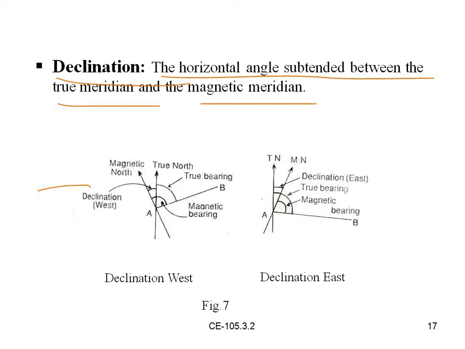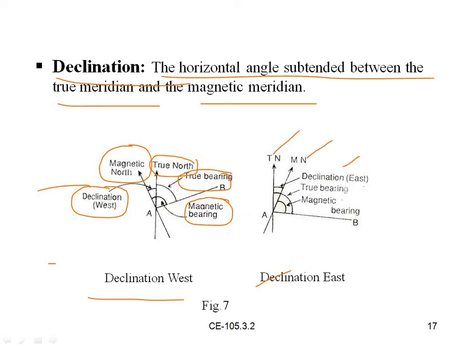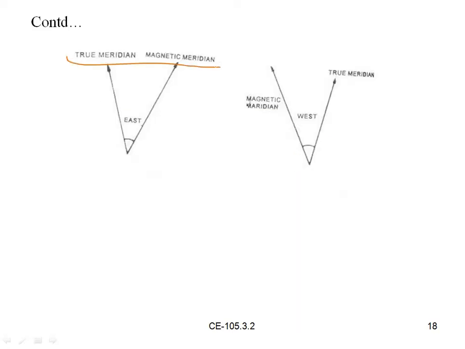Let us see the diagrams. In this diagram, the left one is declination west, showing magnetic north, true bearing, magnetic bearing, and the declination angle. The next one is declination east, with true north, magnetic north, true bearing, magnetic bearing, and declination east. This is the horizontal angle subtended between the true meridian and the magnetic meridian.